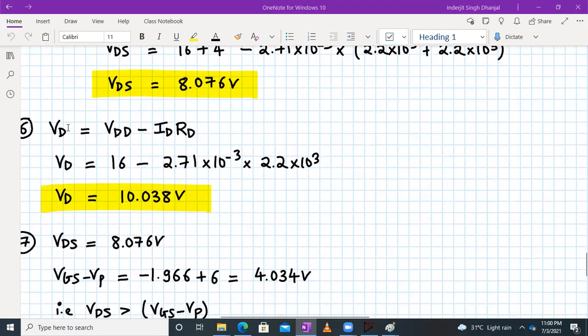Also, if you want to find out VD, it will be VDD minus IDRD. That comes out to be 10.038 volts.